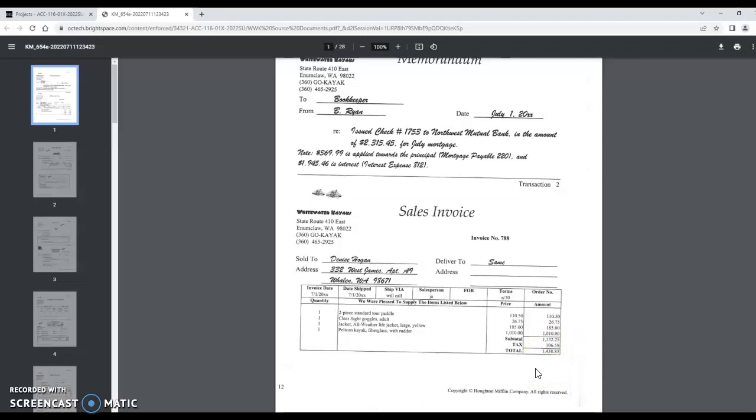So what journal does a sale on account go to? A sales journal. So you would be putting it in there. And remember, since this involves a customer, we're also going to have to post that right away to the accounts receivable subsidiary ledger.